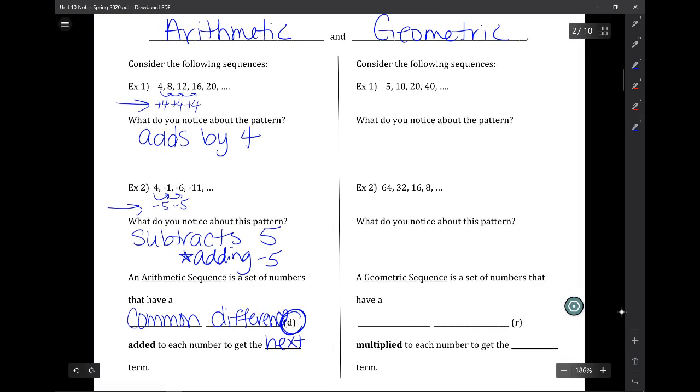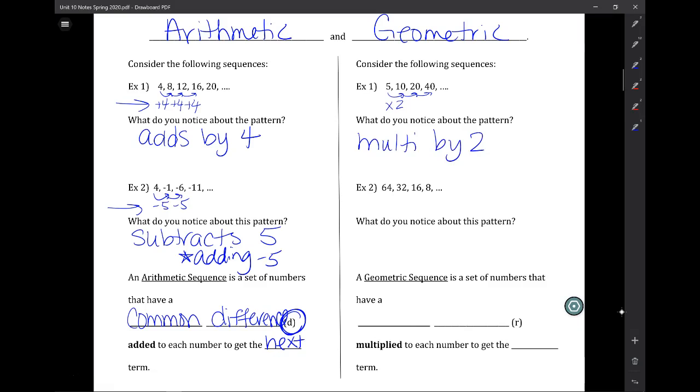All right, now let's focus on geometric sequences. Let's take a look at example 1: 5, 10, 20, and then 40, and so on. What I notice about this sequence is that to get from 5 to 10, then 10 to 20, and then 20 to 40, I have to be multiplying by 2. Let's take a look at the next example.